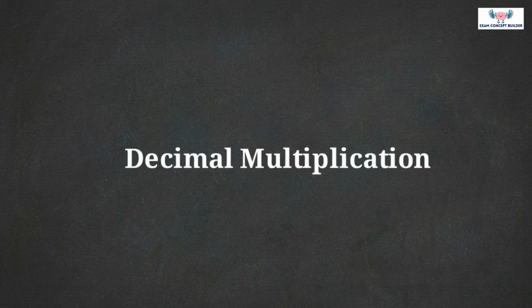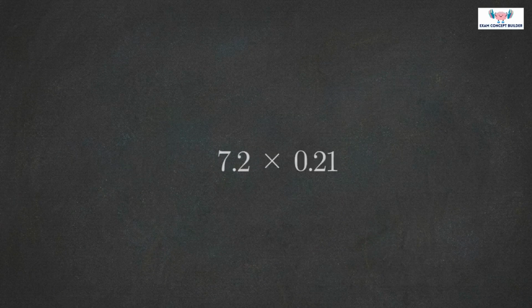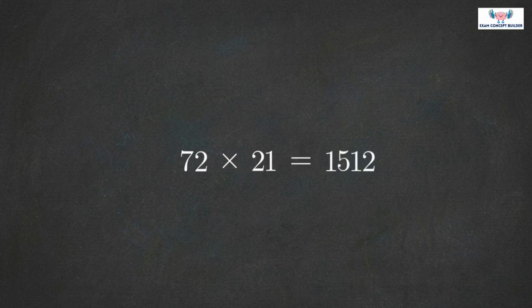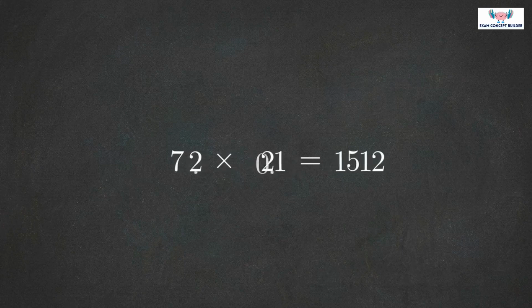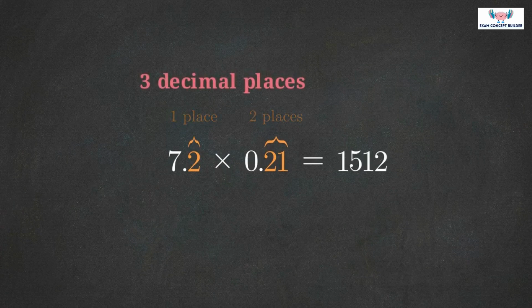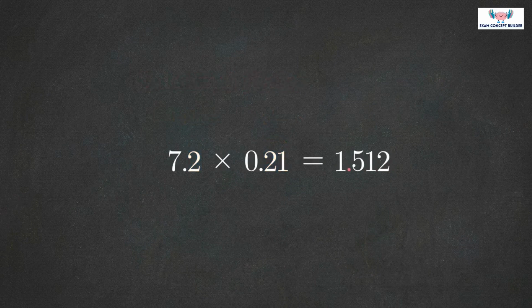Multiplication uses a different mechanism. If we have 7.2 times 0.21, we temporarily ignore the decimals. We multiply them as whole numbers, 72 times 21, which gives us 1,512. Then we count the decimal places we ignored. 1 place in the first number, 2 in the second. That's 3 total. We shift the point 3 spaces left in our result, landing right at 1.512.